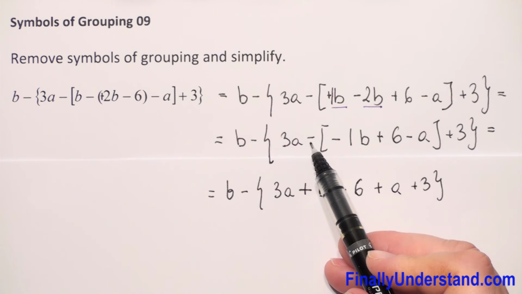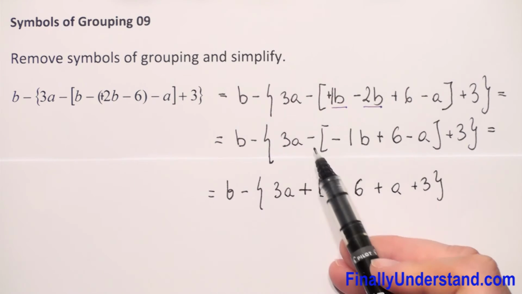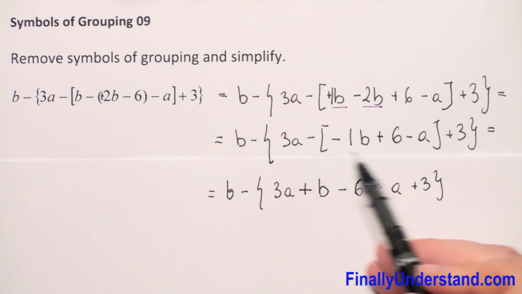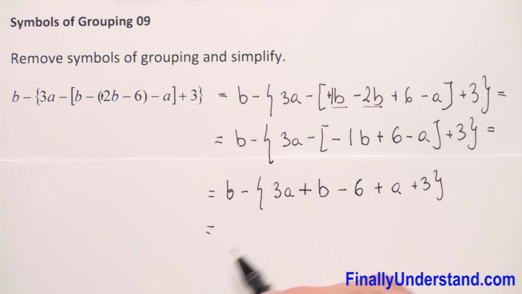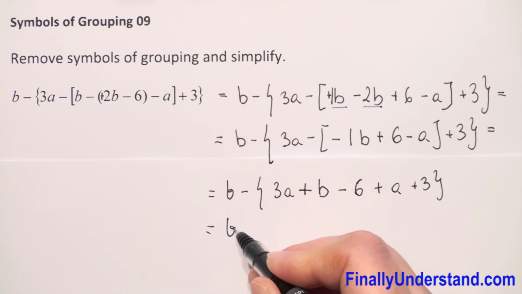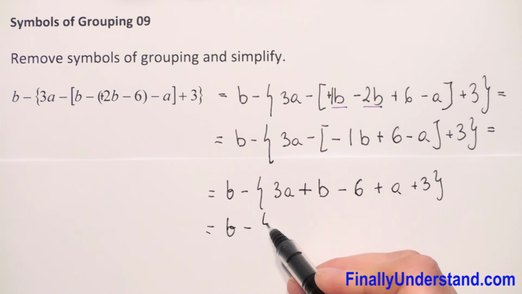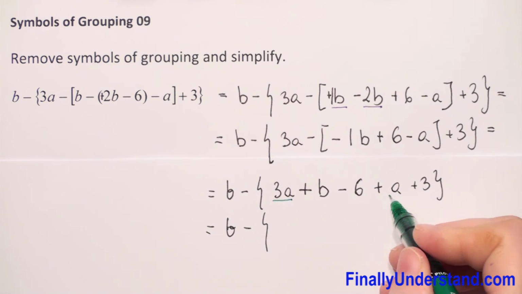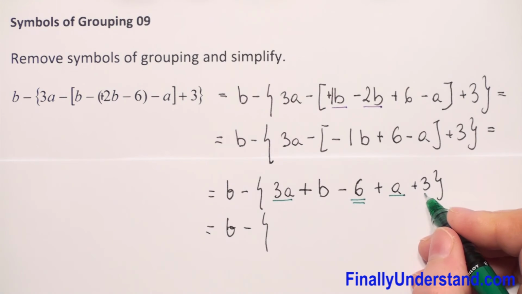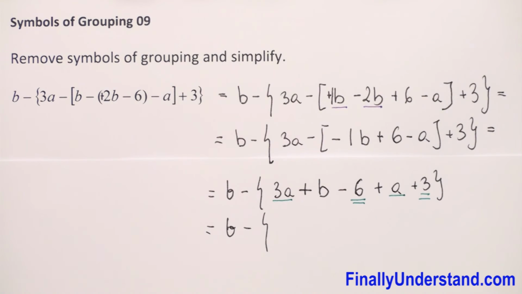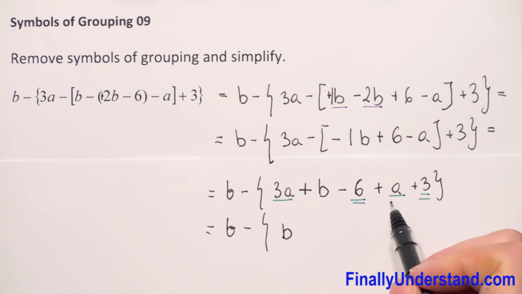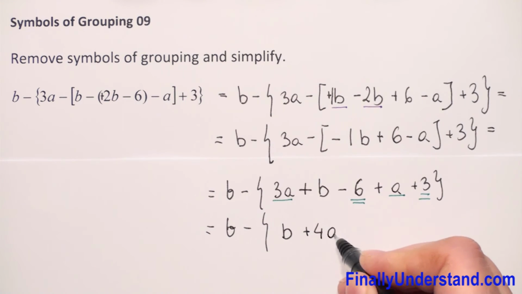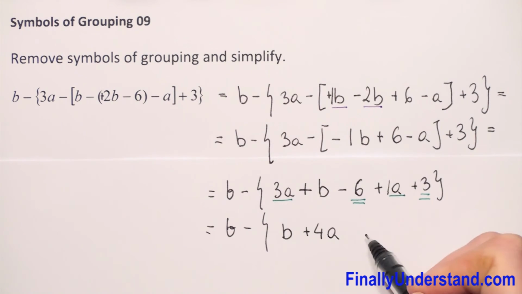Again, when we have a negative sign, it's like multiplication. Negative times negative, positive. Negative times positive, negative. Negative times negative, positive. Now, we have to check what we can do in the braces. b we have to copy, minus. And inside we can combine the like terms. We have 3a and a, and we have negative 6 and positive 3. So b we can copy, and we have 3a plus a is 4a. It's like an invisible 1. So 3 plus 1 is 4.